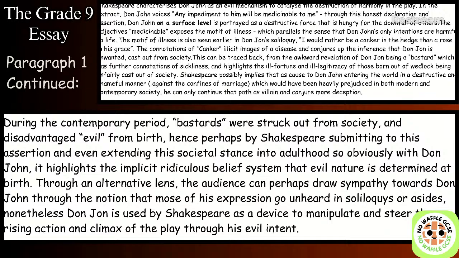Nonetheless, Don John is used by Shakespeare as a device to manipulate and steer the rising action and climax of the play through his evil intent. This is an important point because now I'm going back to the first line of the paragraph, where I was speaking about him disrupting the harmony. I then spend the last line talking about the rising action and climax. So you always want to create a way to implicitly link back to your first point in the paragraph, back to the beginning of the paragraph. I hope that makes sense.